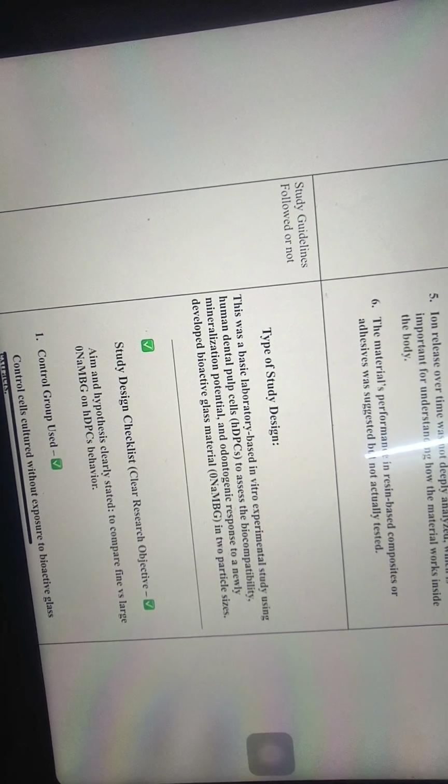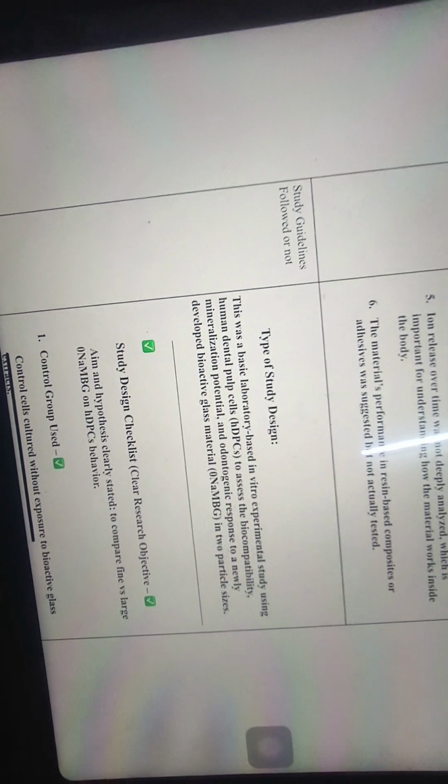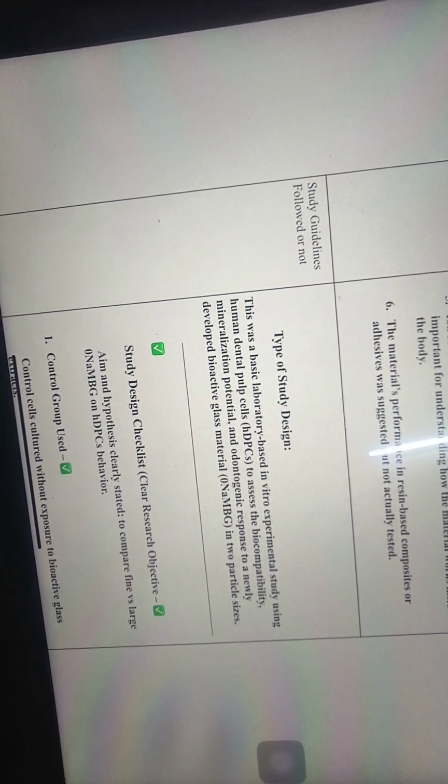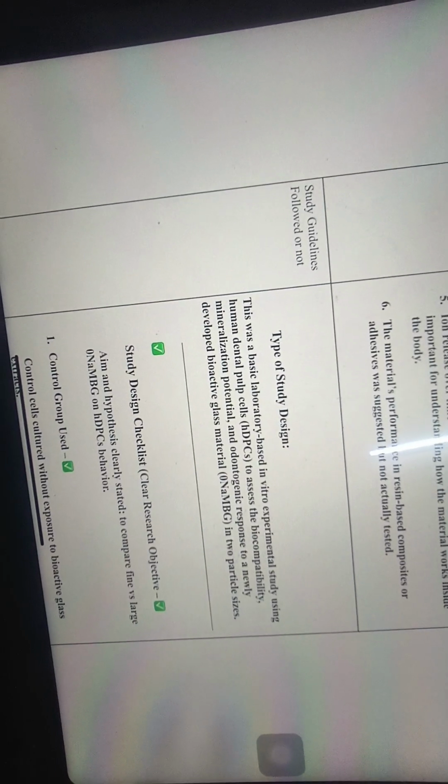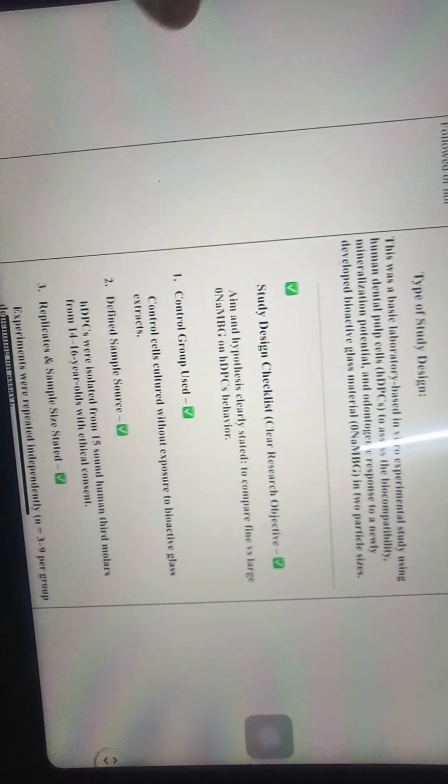What type of study design did it use? This was a basic laboratory based in vitro experimental study using human dental pulpal cells to assess the biocompatibility, mineralization potential, and odontogenic response to a newly developed bioactive glass material in two particle sizes.